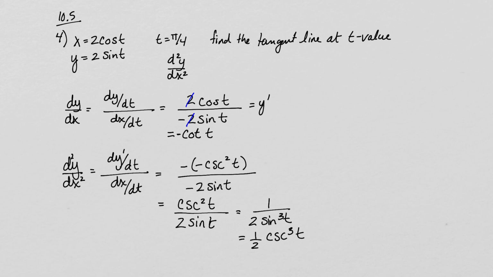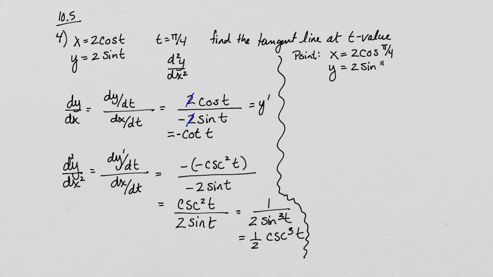Okay, and then just in case anybody else hasn't done this homework and wants to see this, to find the equation of the tangent line, I need a point and a slope. To get the point, all we're going to do is plug this t value into my x and my y. So x is going to be 2 cosine pi over 4, y is going to be 2 sine pi over 4. So 2 cosine pi over 4 is 2 times root 2 over 2, or root 2. And 2 sine pi over 4 is 2 times root 2 over 2, or root 2.